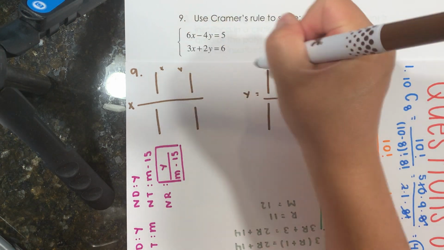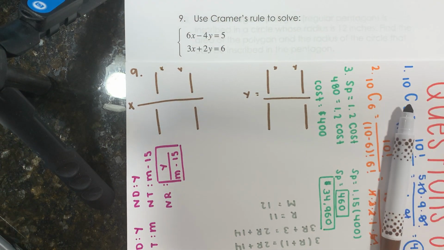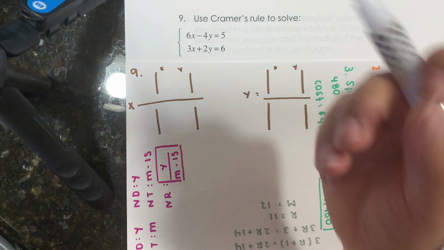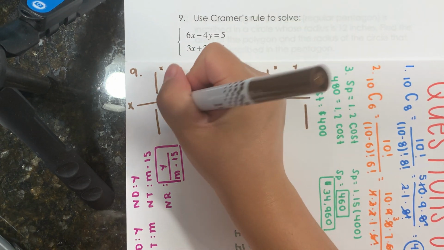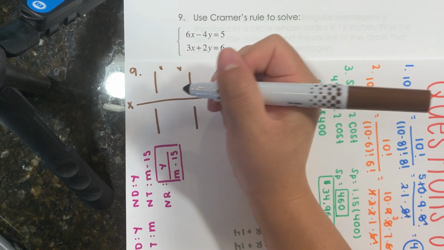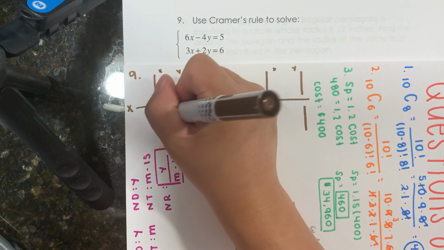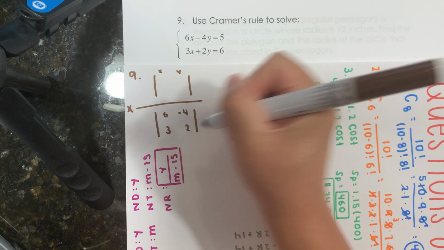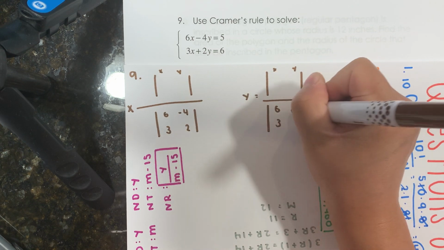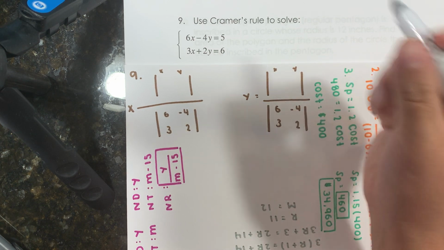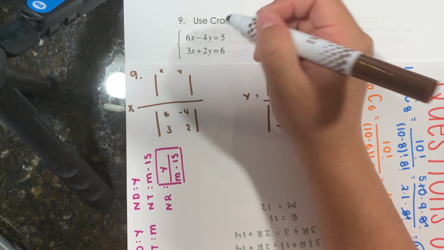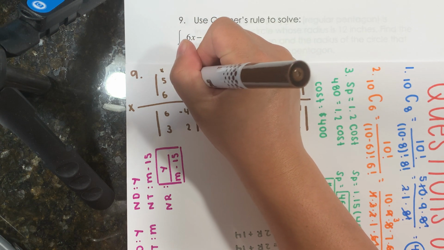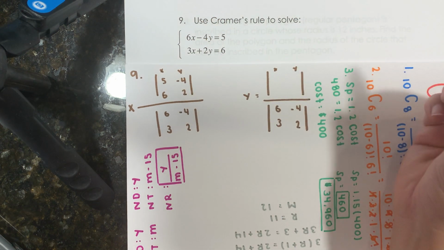This is my x and y column. And the denominator, you're just going to fill it with the coefficients. So that would be 6 and 3, and then negative 4 and 2. Same over here, 6 and 3, negative 4 and 2. Now, if you're solving for x, you change that column to what the equation is equal to, so 5 and 6. And your y column stays the same, so negative 4, 2.